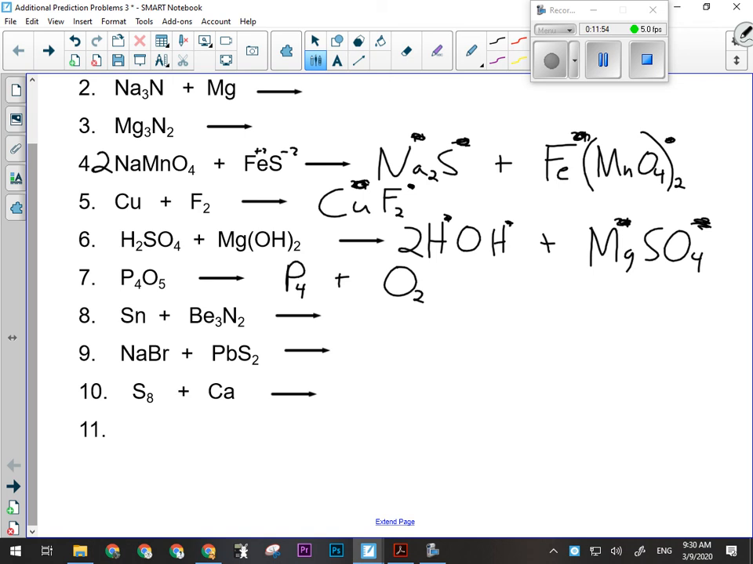Okay, I don't have any ionic compounds to drop and swap, so that step is done. Now I need to balance the whole reaction. All right, phosphorus is already balanced, but I've got 5 oxygens over here and 2 over there. What's the lowest common multiple? 10. Okay, so I'm going to put a 2 here. That's going to give me 10 oxygens. So I'm going to put a 5 here to get 10 oxygens. But this 2 also means I now have 8 phosphorus. So I need to put a 2 there to make my phosphorus work, and now the reaction's balanced.